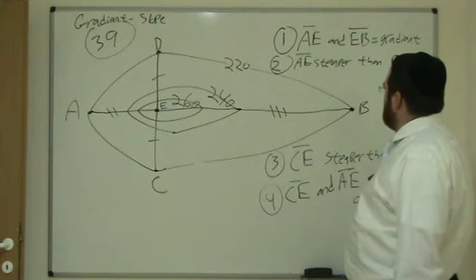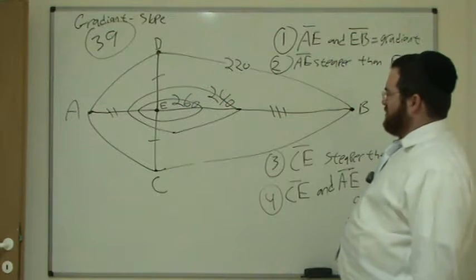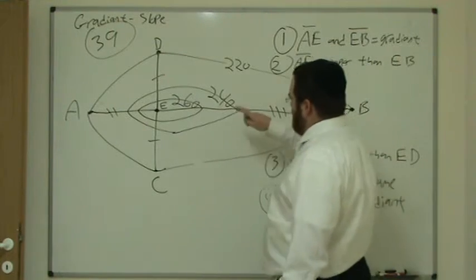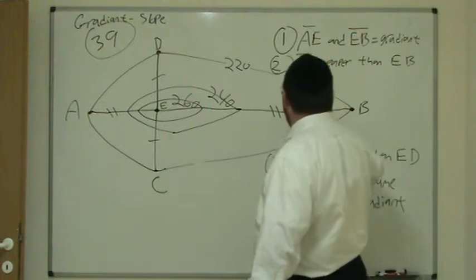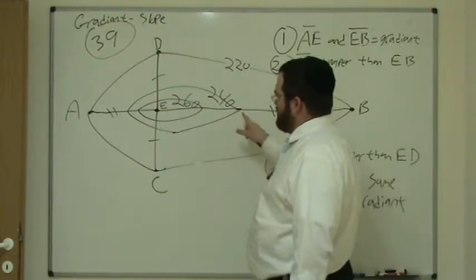AE and EB have equal gradients. Well, gradients means slope. What's AE? This is AE. And what's EB? This is EB. Now, do they have the same slope?